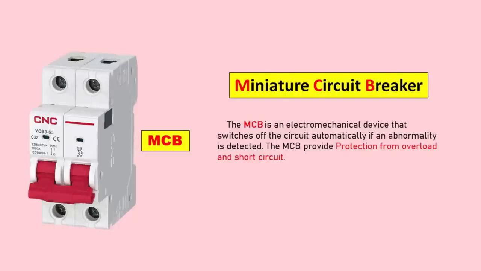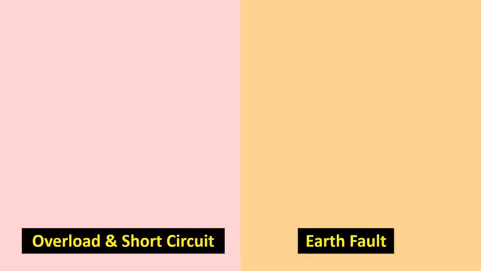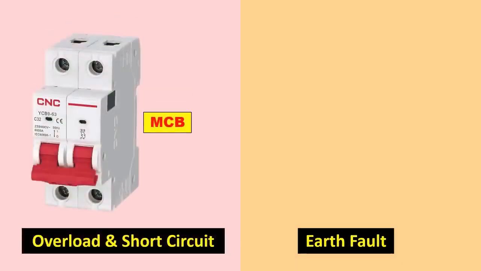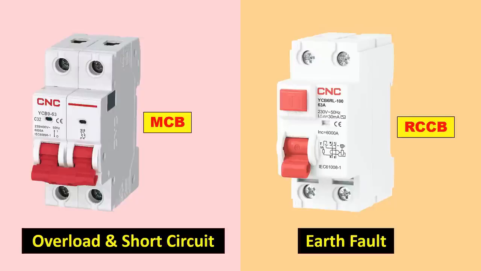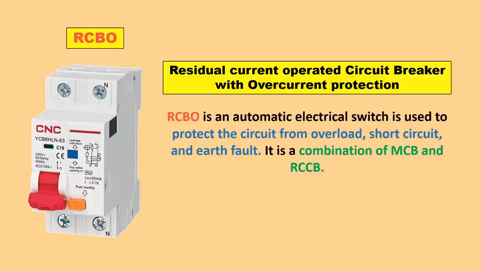Like I told you in the starting that the MCB provides us protection from overload and short circuit. After this I told you that the RCCB provides protection from earth fault. Now if we want protection from earth fault, overload and short circuit, then we have to use MCB and RCCB, both these devices. But if you don't want to use two different devices, and instead by using only one device you want all the three protections, then in this condition you have to buy a RCBO. So through RCBO you will get overload, short circuit and earth fault protection.